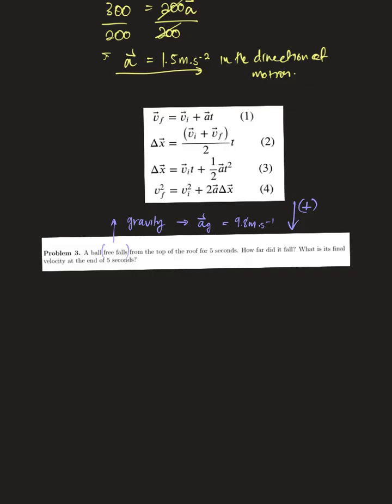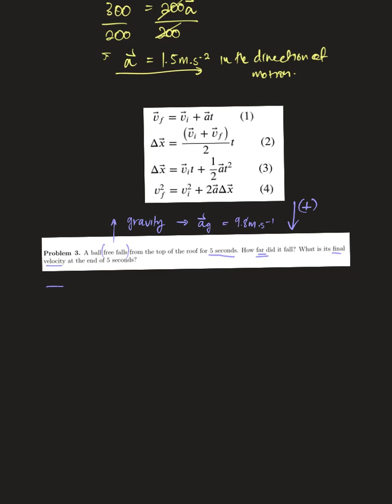From the top of the roof for 5 seconds, right? So I got that information. Then it says, how far did it fall? So that's talking about distance. And what's its final velocity at the end of the 5 seconds? So here's where things get a little bit more tricky.